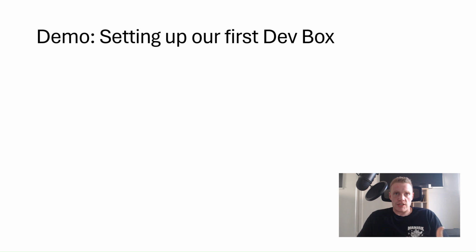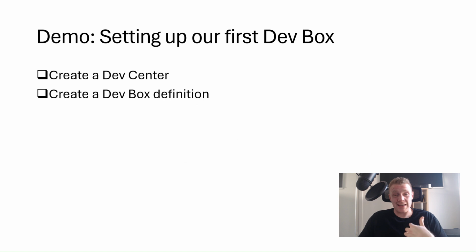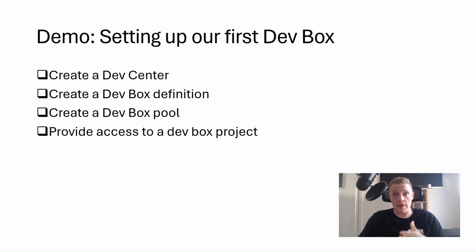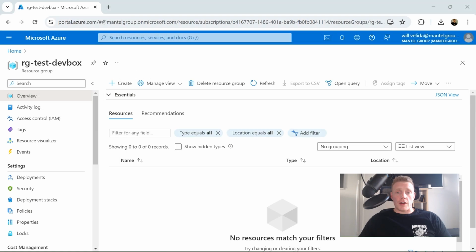So let's see this in action, and we're going to go through a demo and create all the resources we need to set up our first Microsoft DevBox. So we'll start by creating a Dev Center, then we'll create a DevBox definition and a DevBox pool, then we'll provide access to a DevBox project, and then finally we'll be able to create our new DevBoxes. Let's jump in. All right, so let's set up all the resources that we need for our Microsoft DevBox.